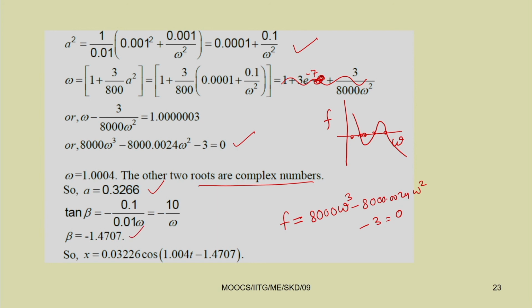So, x can be written equal to 0.03226 cos(1.004 t minus 1.4707). You just see the frequency here equal to 1.004. Though your omega 0 equal to 1, the frequency with which it will oscillate equal to 1.004. So, this way, by using the Lindstedt-Poincare method, you can solve this nonlinear equation of motion. There is another method, the modified Lindstedt-Poincare method, which we will study at a later stage.